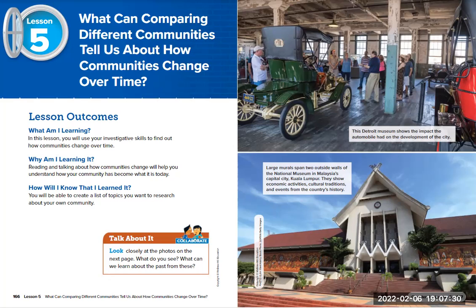And as you can see, we're on page 156 in lesson 5 inside your social studies workbook. And we have an image here that's from the Detroit Museum showing the impact that the automobile had on the development of the city. I want you to think for a moment about a person that we talked about in the last lesson who was famous for their creation of the automobile and how they affected the rest of the United States with what they did.